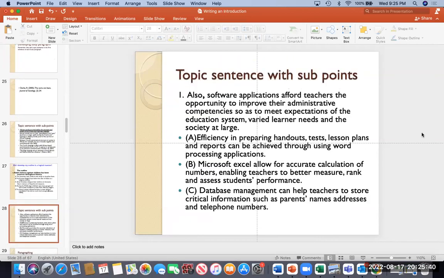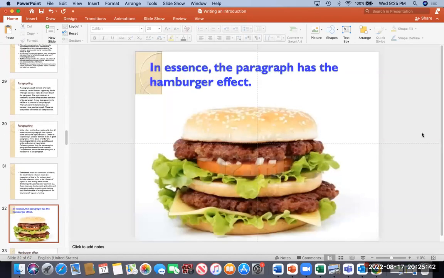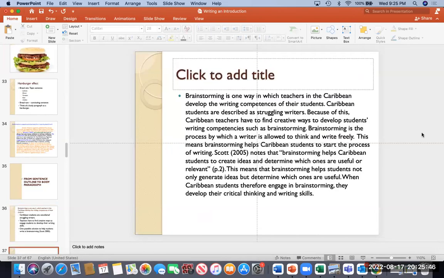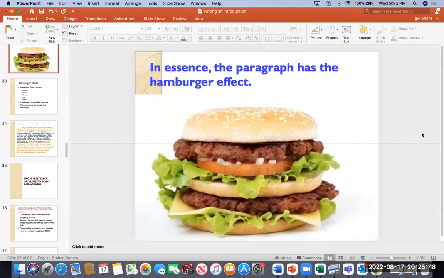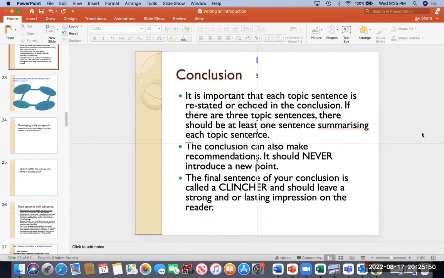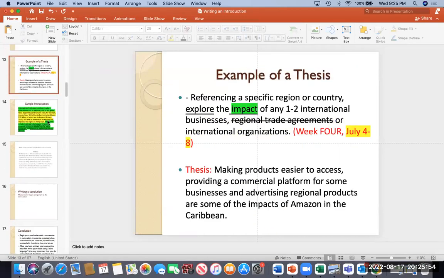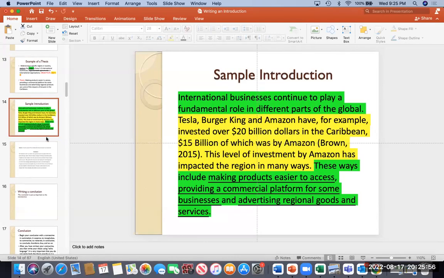Let me just teach it from the way I'm doing it. All right, so the important thing to note is that however you have your points in your introduction, that is how they have to be developed in the body paragraph.